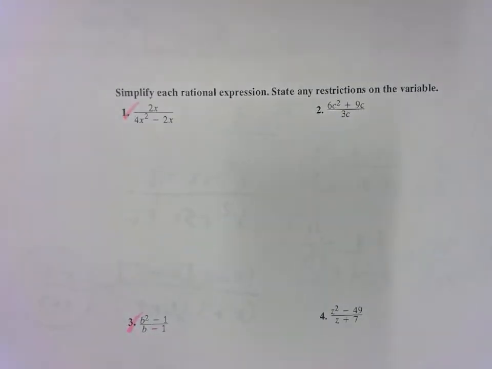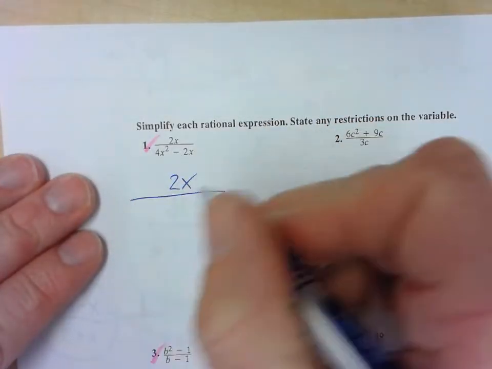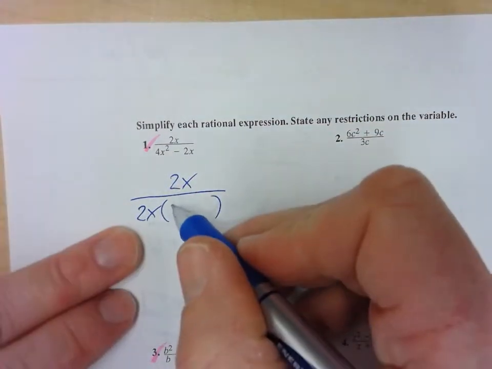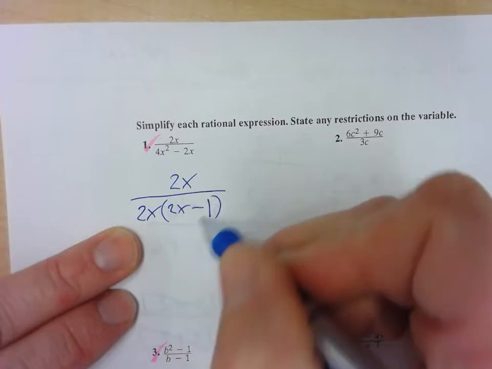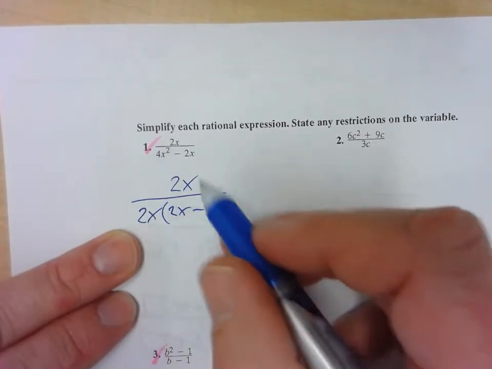All right, so this would be going right along with the examples. It says simplify, state any restrictions on the variable. Basically what that means is you can't divide by 0. So what x's cause division by 0? So here we go. 2x squared. Factor out a 2x here. And we're left with 2x minus 1. 2x times 2x would be 4x squared. 2x times the 1 makes that.